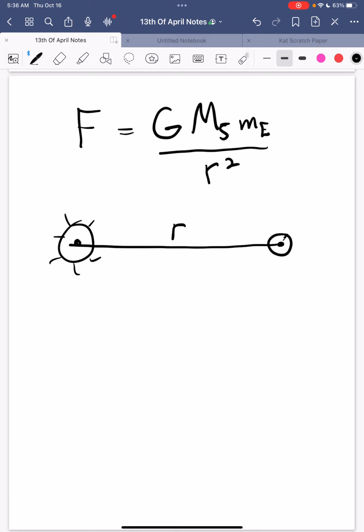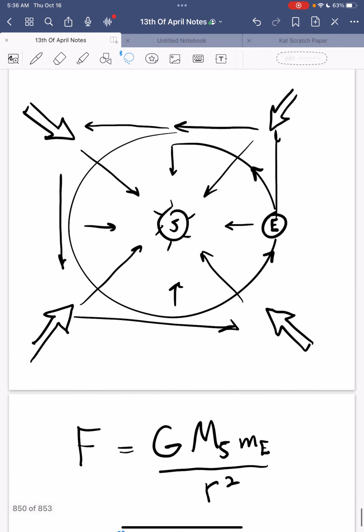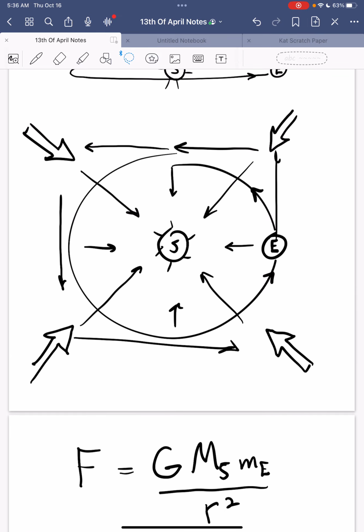So this force will cause the Earth to be attracted to the Sun, and likewise the Sun to be attracted to the Earth. Notice that these two arrows will be exactly the same magnitude. And this is in accordance with Newton's third law, which says that for every action, there's an equal and opposite reaction. So this type of attraction here must be equal to that type of attraction there. So this then is the force that is causing the Earth to be accelerated centrally toward the Sun.